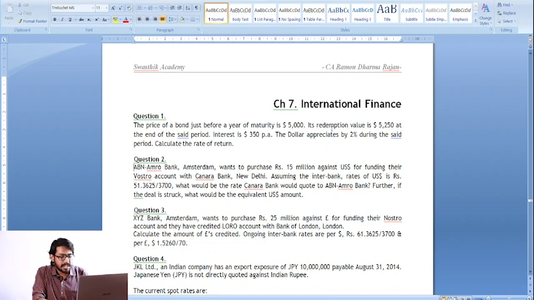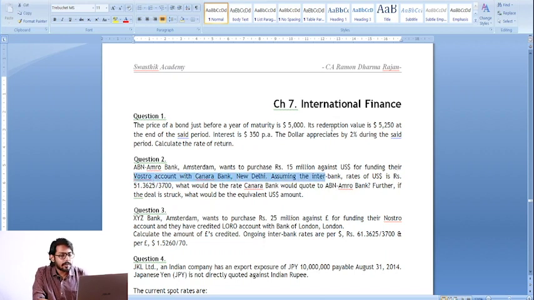ABN AMRO Bank, Amsterdam, is the capital of Netherlands. Euro is the home currency. Okay, this bank wants to purchase 15 million rupees against US dollar for funding their Vostro account. What is a Vostro account? I will explain shortly. Okay, wait for it. I'll explain what is Vostro account, Nostro account, Loro account, everything I'll explain. For funding their Vostro account with Canara Bank, New Delhi.